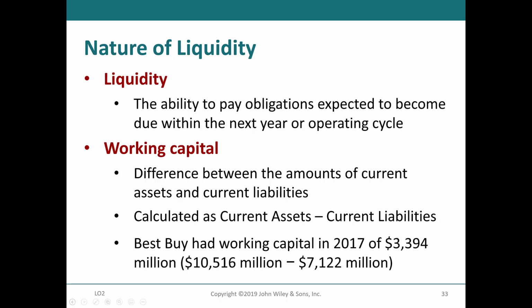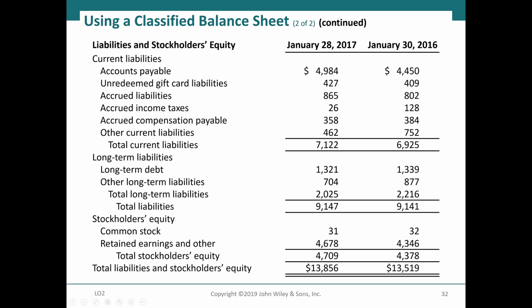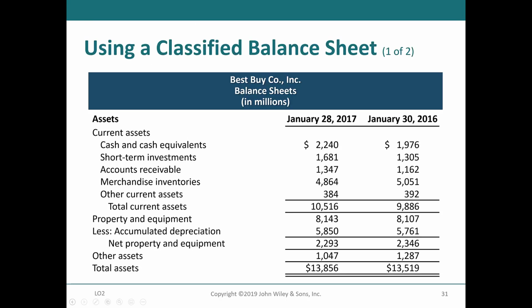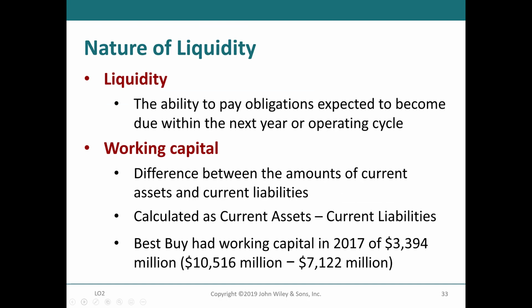So in the balance sheet that we had before, we have our current liabilities and then we have our current assets. Current, not total. Current assets and current liabilities give us 3,394. So at least we know that Best Buy has the ability to pay for its short-term liabilities, right? Because it covers it.